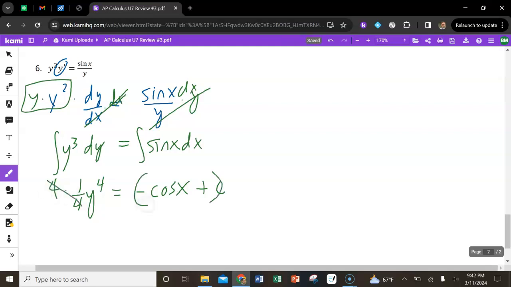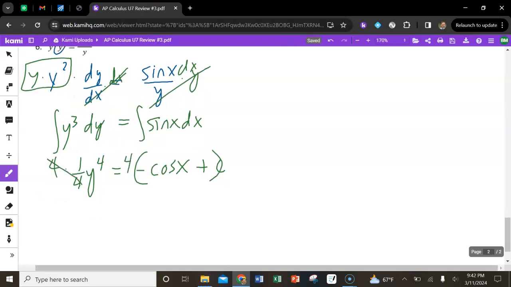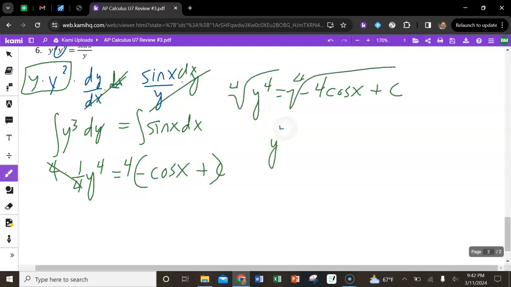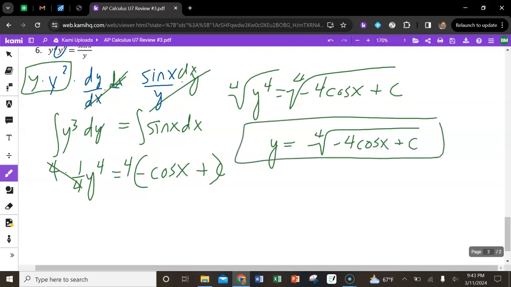I'll multiply by 4 to get rid of the 1/4 that's out front. That's going to give me that y to the 4th equals negative 4 cosine x plus c. And then I'm going to take the 4th root and to have that y is going to equal the 4th root of negative 4 cosine x plus c.